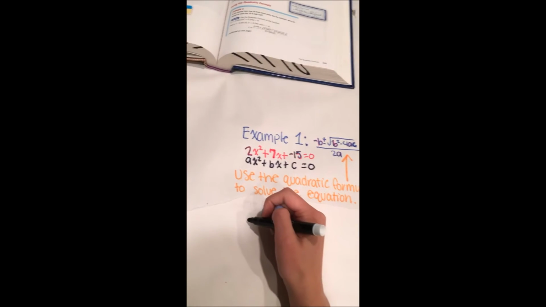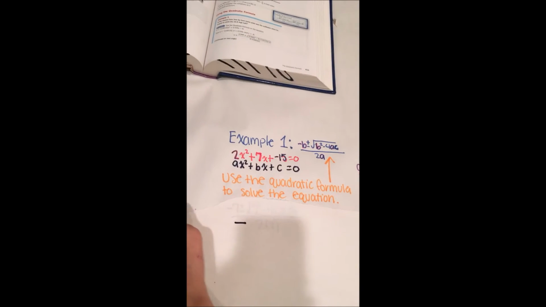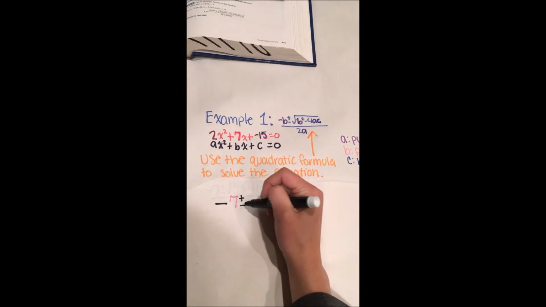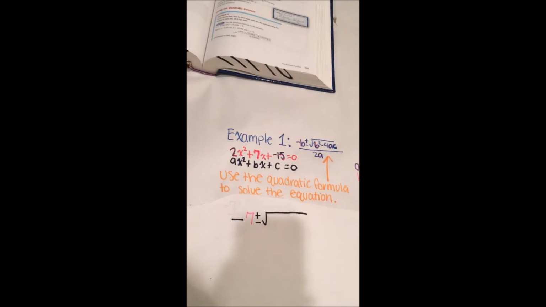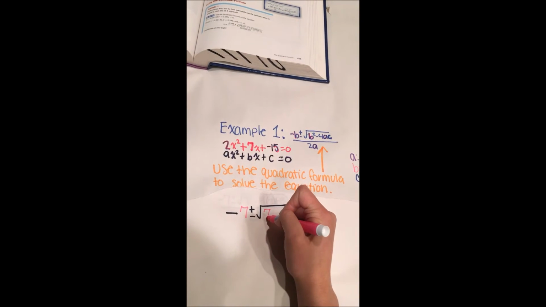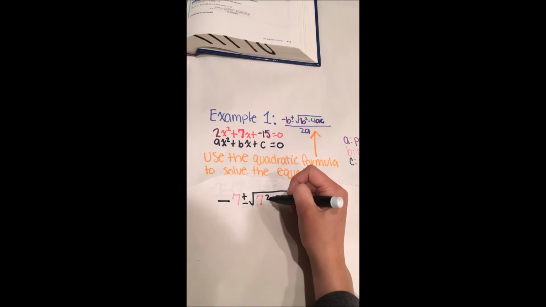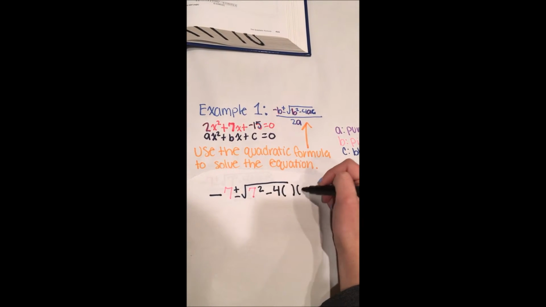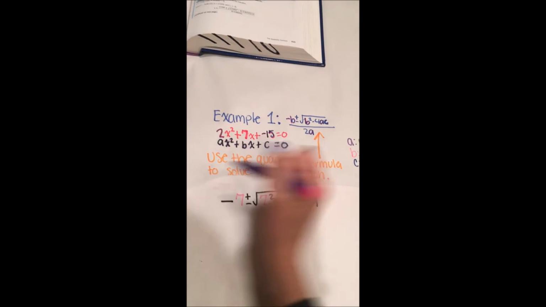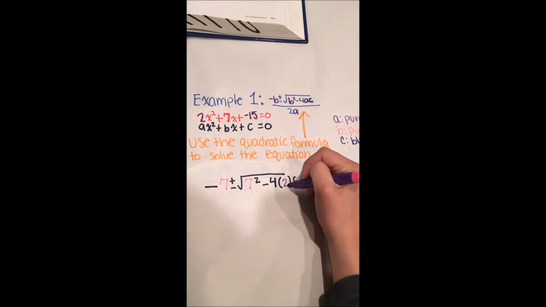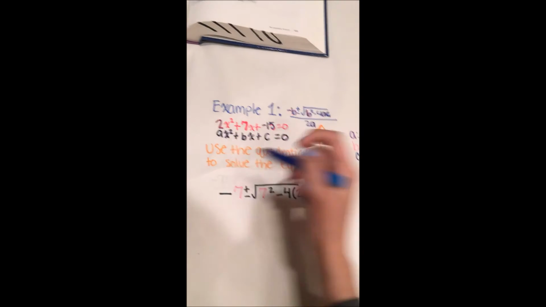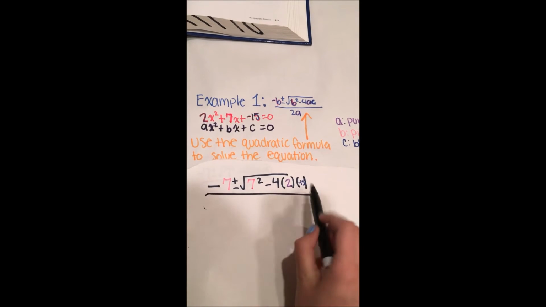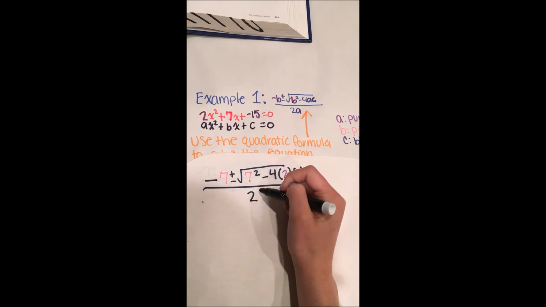We start with negative b, and b is 7. Then plus or minus the square root of b squared, and b again is 7. Minus 4AC, A is 2, and C is negative 15. And the entire equation goes over 2a, and a again is 2.